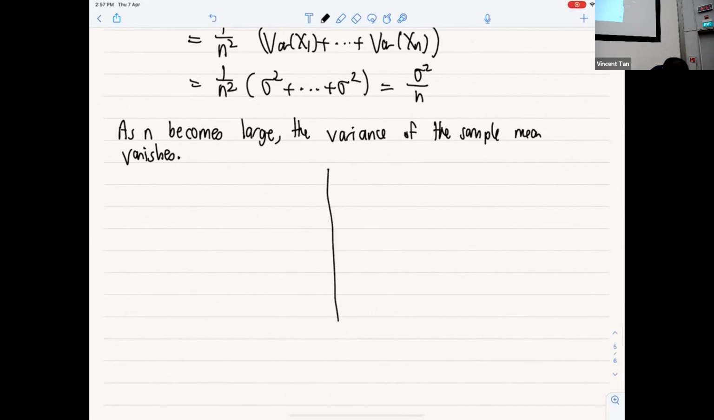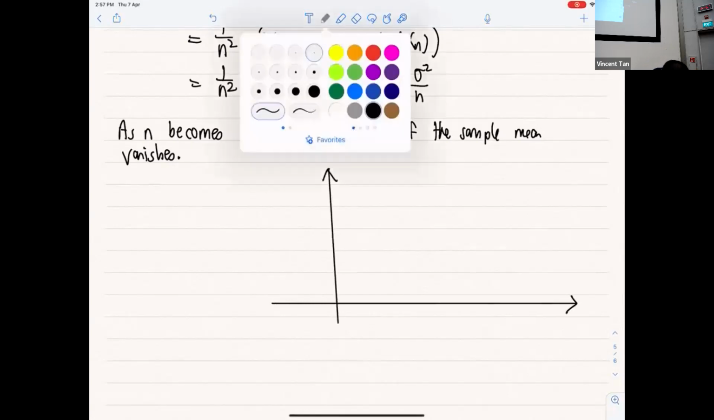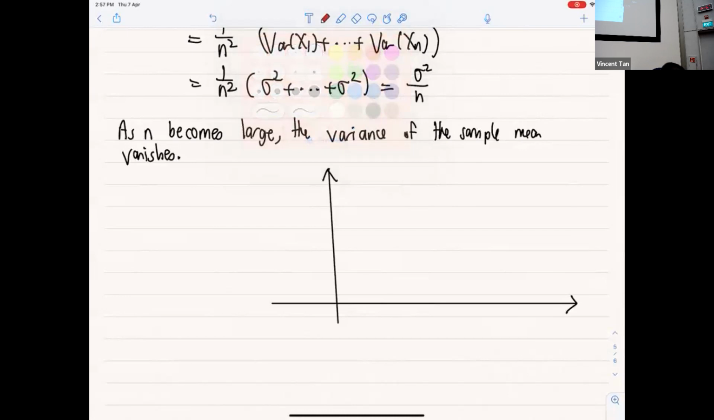But the picture is as follows. We initially have a certain PDF. Let's say we are in continuous land, and we have the PDF that is centered at mu and has a certain variance. So maybe our PDF looks like this. It need not be Gaussian, let's say some random variable. It looks like this.